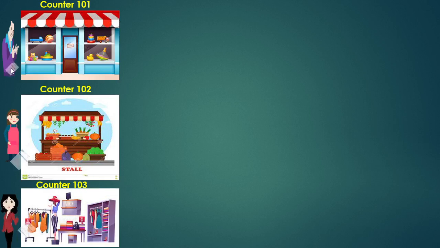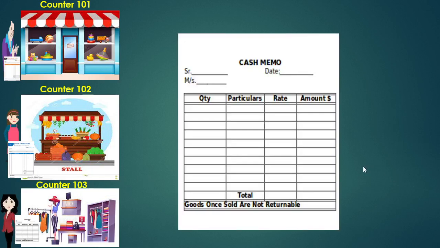Each salesman is provided with a document called cash memo. Here's a specimen of cash memo which contains the date and the customer's number, name, and here quantity and particulars. These salesmen are required to fill only two things, the first one quantity and the second one particulars. The rate and amount they will not fill.